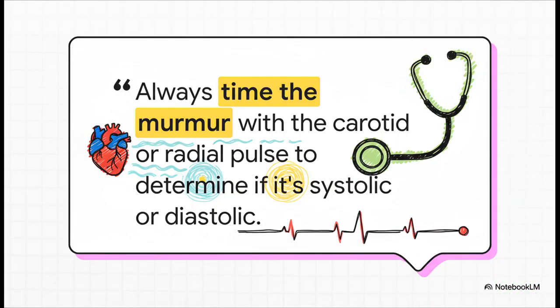And this right here, this is the most important technique of all. When you hear a murmur, you must time it. So how do you do that? You place your fingers on the carotid or the radial pulse while you're listening. If the murmur happens with the pulse, it's systolic. If it happens after, it's diastolic. Examiners will absolutely be watching to see if you do this.